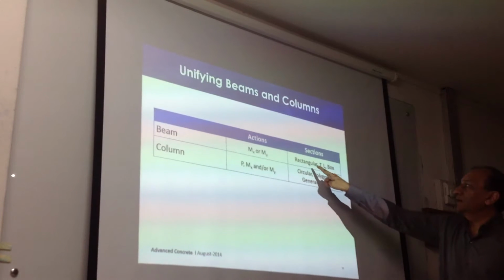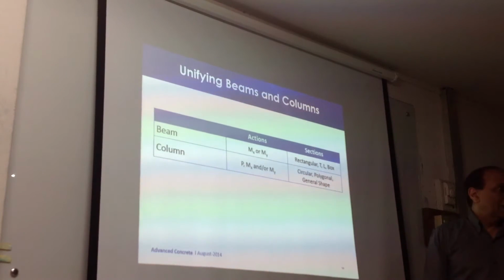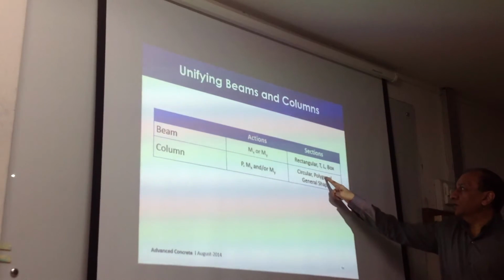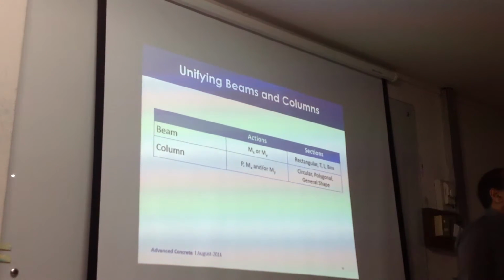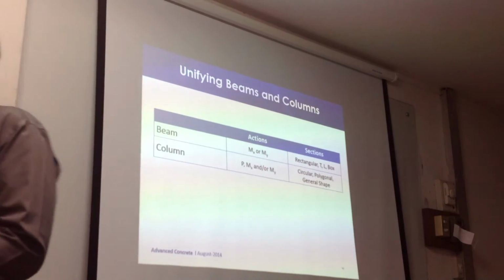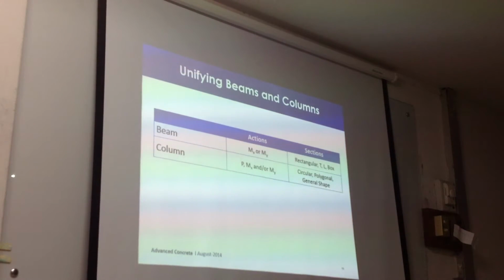Normally we say that the beams are rectangular, T, L or box. And columns can be circular, polygon, general shape or anything. But obviously if it's a polygon, then rectangle is also a polygon, right? L is also a polygon. So basically we are dealing with a polygon cross section of a column. Then beam is already covered, correct? So we can unify beams and columns and stop thinking about beams and columns as two separate things by considering a column with a general section. Correct? No question about that?